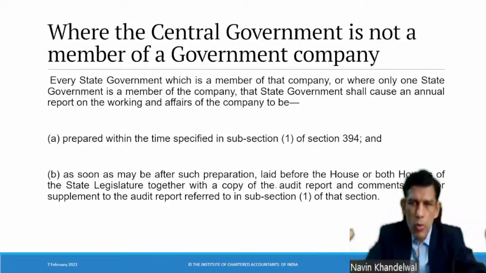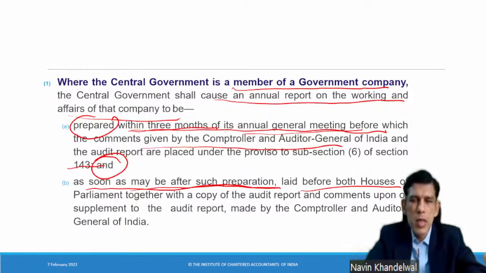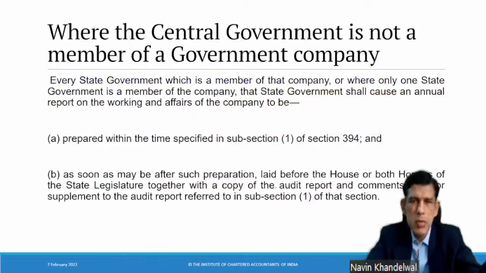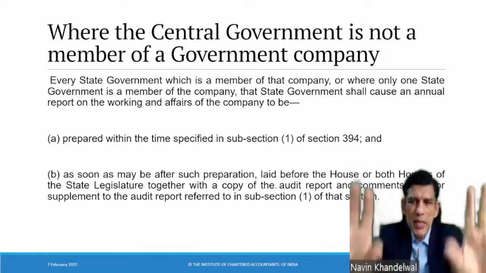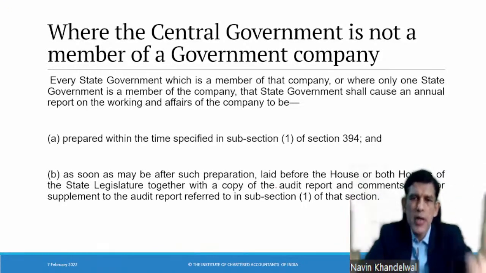So the rule is the same for both companies, whether owned by the central government or the state government. The only thing is, the responsibility has been cast upon the central government, and if it is a state government, upon the state government. The time limit is the same for both, and only the houses will differ. Because it is a state government, it will be presented to the state legislature, and because it is the central government, it will be presented to both the houses of Parliament. So that is the provision regarding government companies.